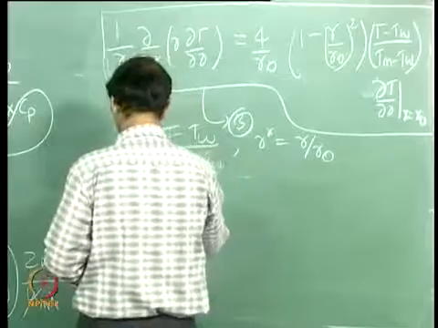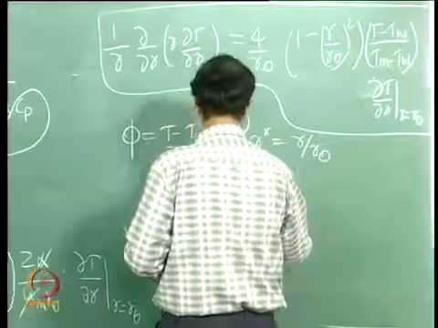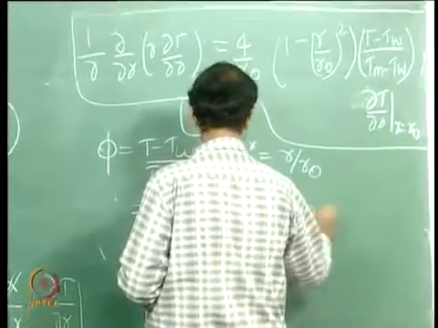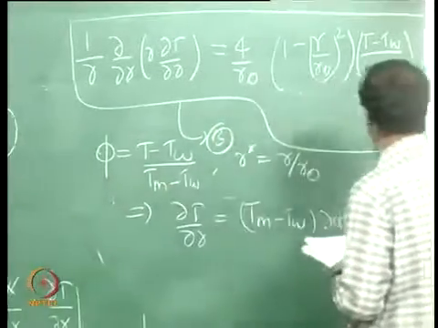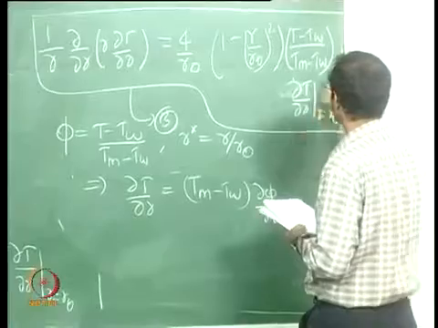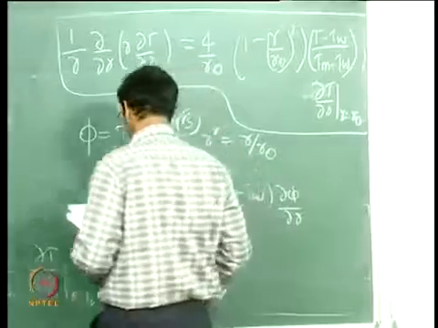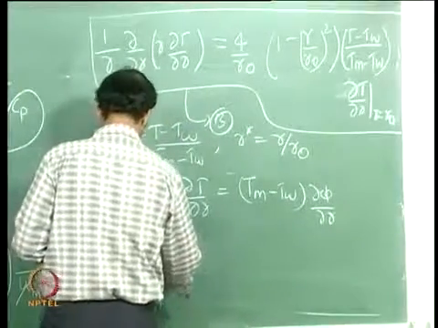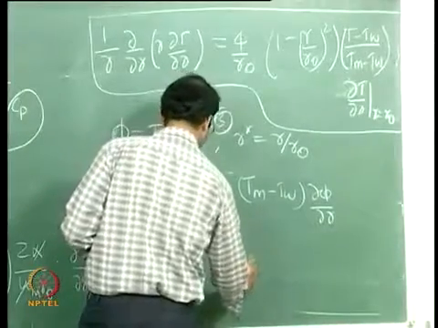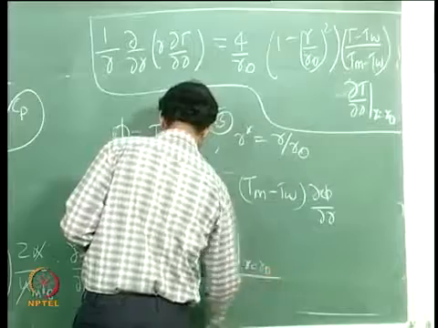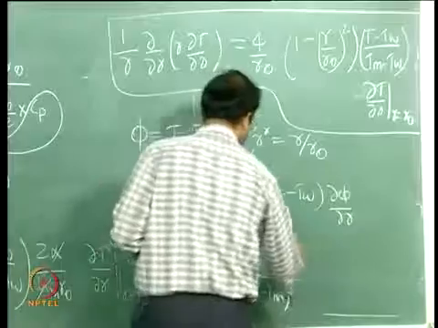from this expression I get that my dT by dr is equal to Tm minus T wall into d phi by dr. So I can substitute for dT by dr as Tm minus T wall into d phi by dr. Tm minus T wall cancels here. I can also define my Nusselt number as dT by dr at r equal to r naught divided by T wall minus Tm into the diameter. The diameter is nothing but twice r naught.